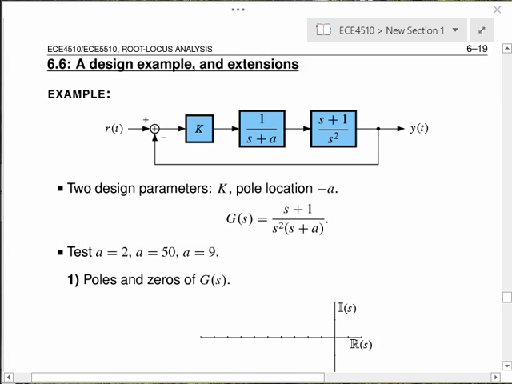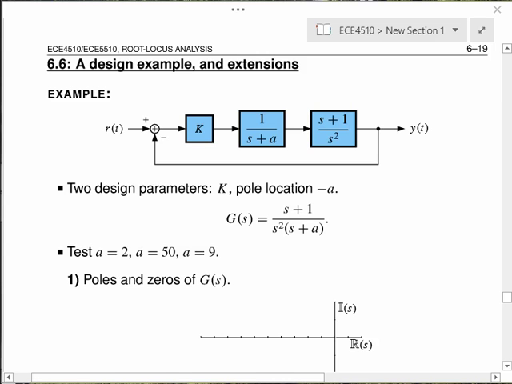We conclude this chapter with one example of how we might apply what we've learned to a design problem, and then some extensions of the root locus plotting rules that can also be helpful in certain situations. So first, the design example.